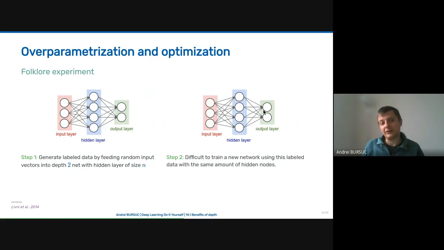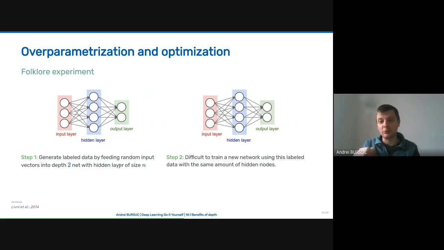To bring you another argument for why having more parameters and more layers is a good idea, there's this folklore experiment proposed by Livni et al. So what they do in step 1 is generate labeled data by feeding random input vectors into a network of depth 2 with a hidden layer of size n. So I take a neural network, I initialize it randomly, and then I take some random vectors, I pass them through the network, and store the activations, the outputs.